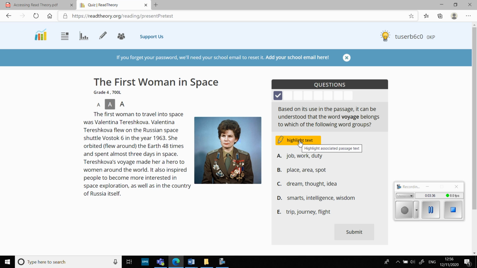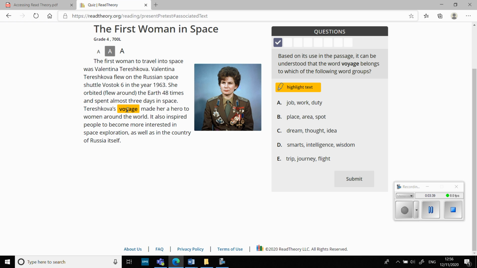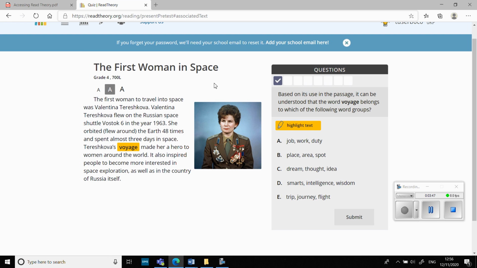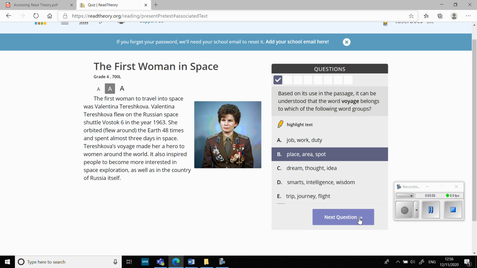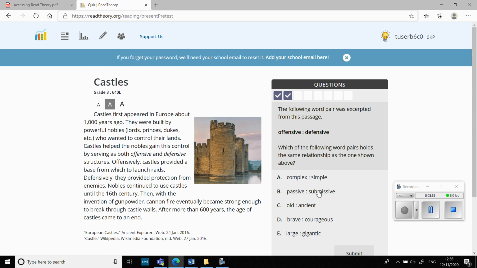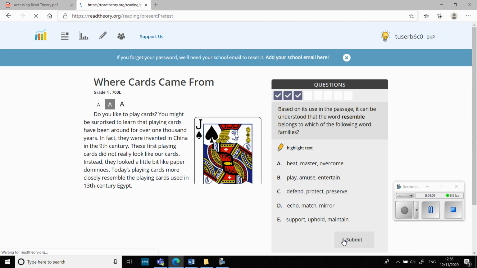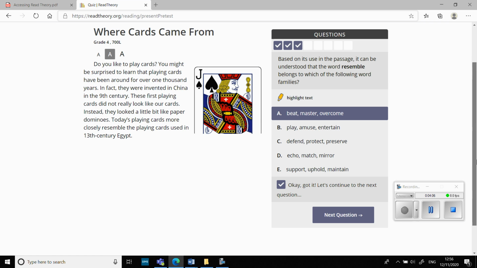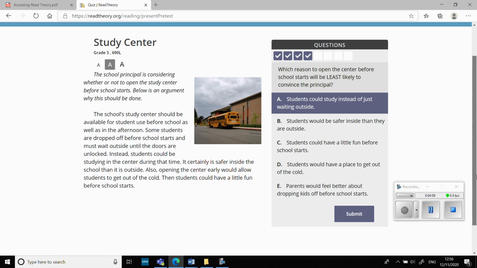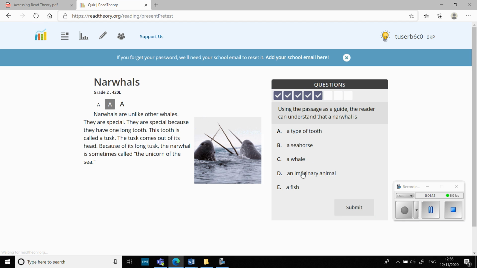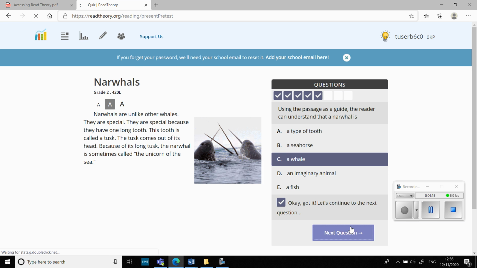There's also an option to highlight text, so you can click on things and highlight text to help you. So it says, based on its use in this passage, it can be understood the word voyage belongs to which group of words, and it actually shows you where voyage is in the text. Obviously, you'd read that through and choose which one you think the answer is. Now, I'm just going to click through these to get past this part. Obviously, you would do it slowly so you can assess your ability, but just so I can get past this part, I'll click some different answers. So I'll be getting lots of these wrong because I'm just guessing. It won't help me, so I'll get a low score. Don't do this yourself, okay? This won't help. You need to do it properly.